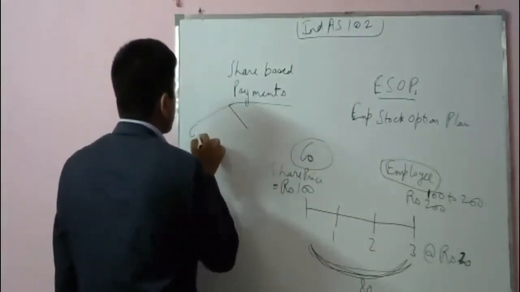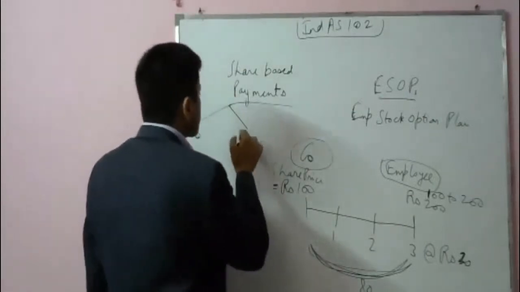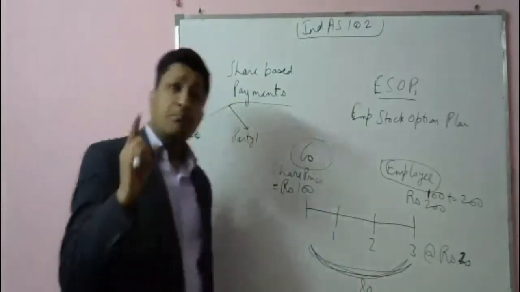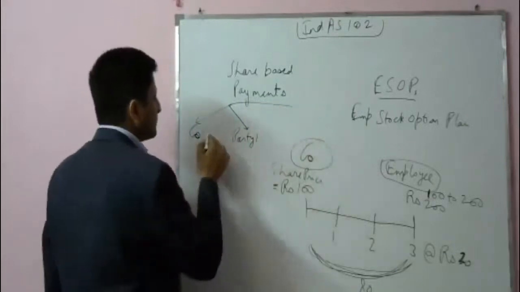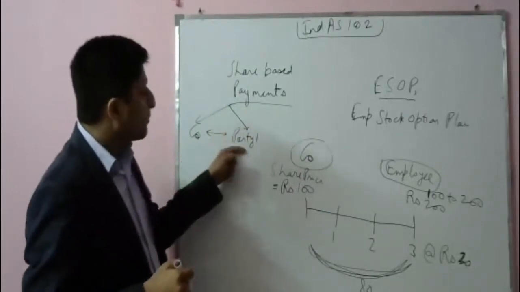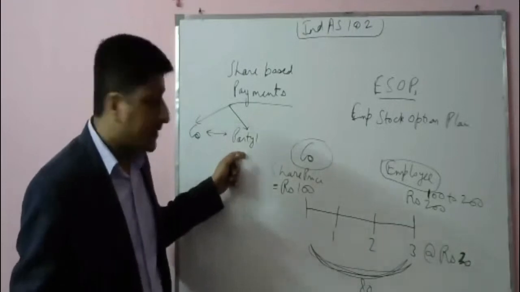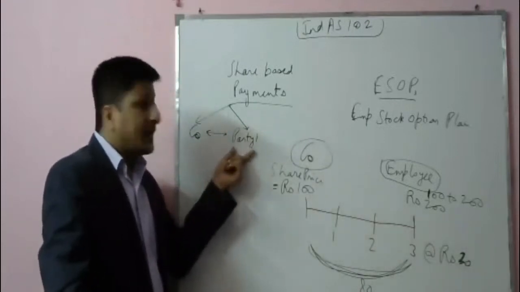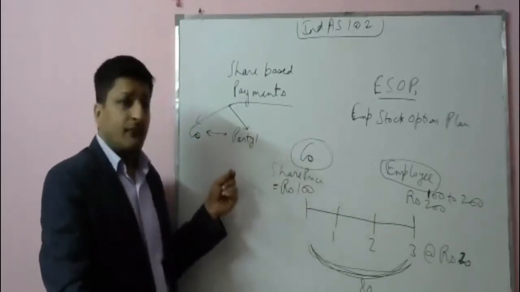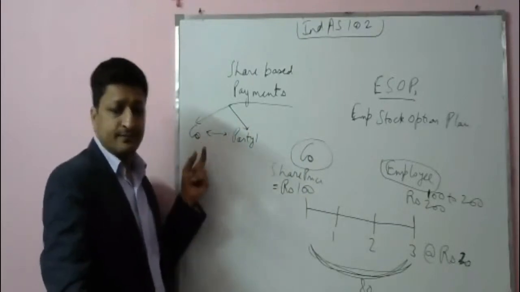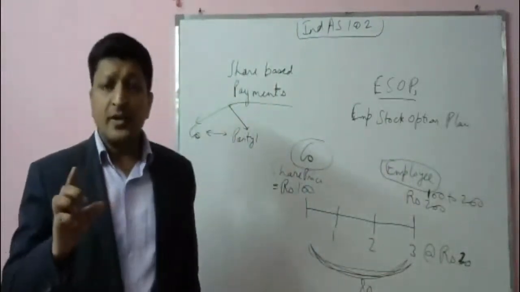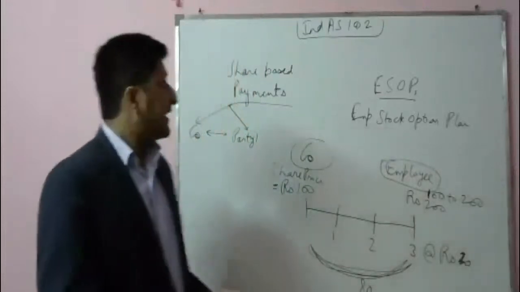There are two parties. Let's suppose a company, and this is another party. There must be a contractual arrangement between these two, in which case the company will be required to make a payment to the other party, and the payment which this company will make to the other party will be linked with the shares of this company. Only if this condition is fulfilled, I am repeating this point, only if this condition is fulfilled, that will become a share-based payment.